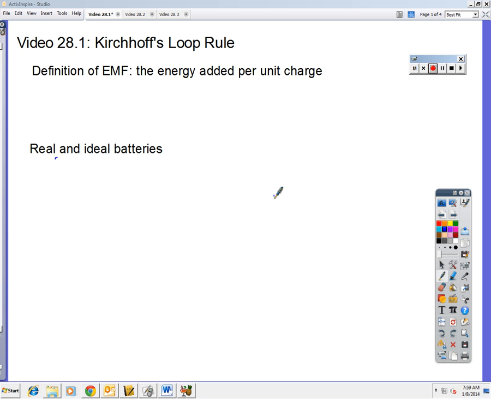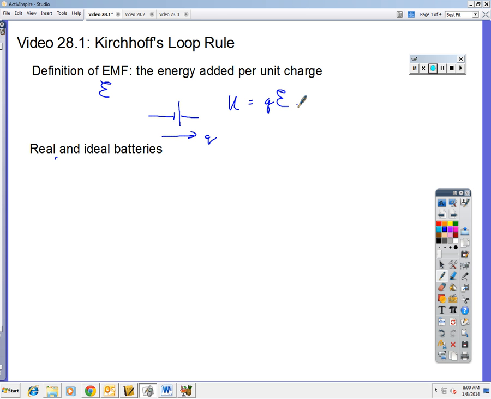The first thing we need to do is define EMF. EMF means electromotive force, which is a term I don't particularly like because it's not a force. It's essentially the same thing as voltage, but applied specifically to batteries. So if you have a battery with EMF curly E, that means that as charge passes through the battery, the amount of energy that the battery gives to that charge is charge times the EMF. So it's just the same thing as battery voltage.